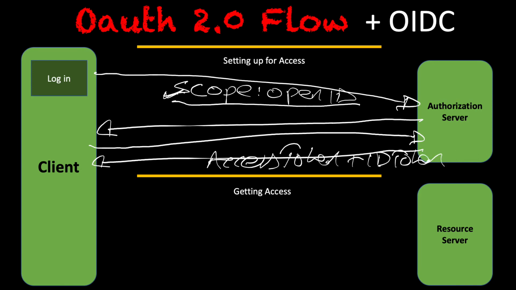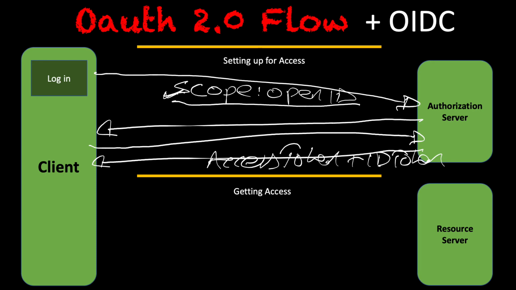Now, this ID token is essentially a JSON web token. If you break it down here, inside the JSON web token we have a header, a payload, and a signature. Inside the ID token, the actual payload, there's a bunch of claims, and those claims are really like user attributes.